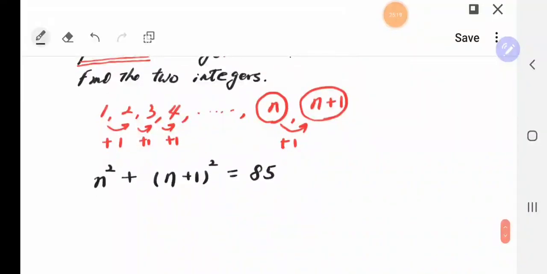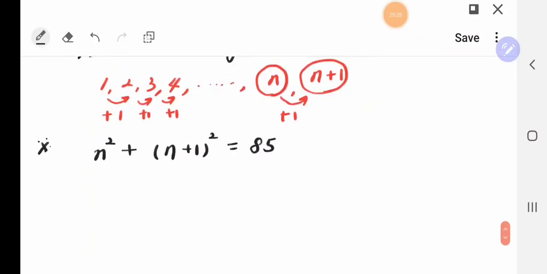So we have an equation. We just set up an equation. So solve this equation for n. Okay, let's solve this one. So move everything to the left. So 85 moves to the left and minus 85.